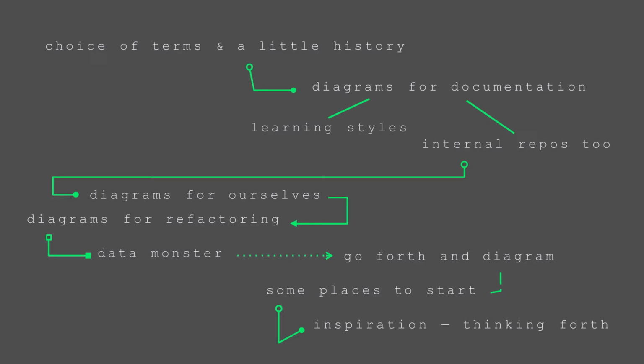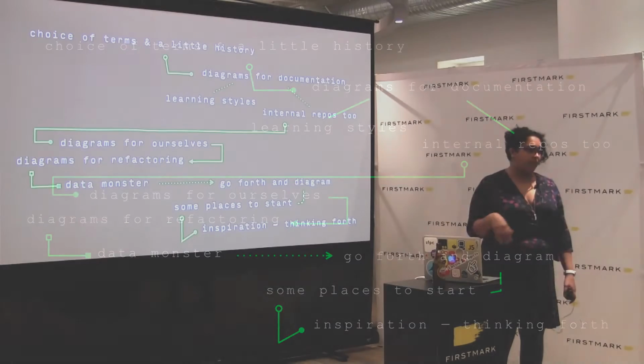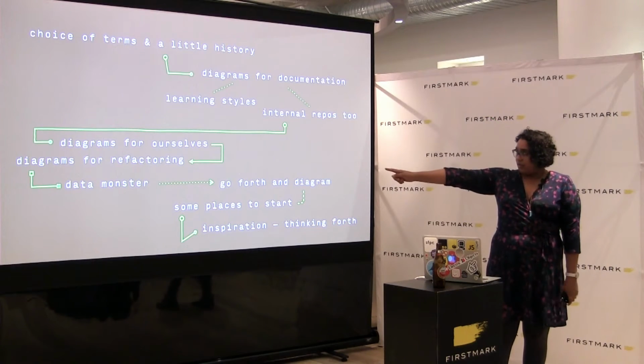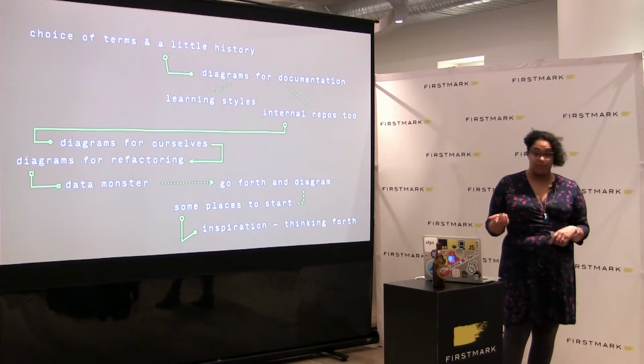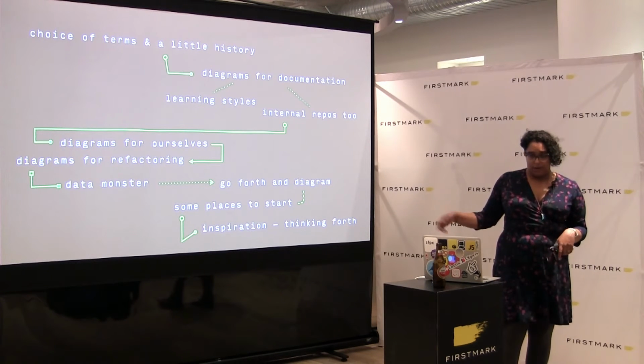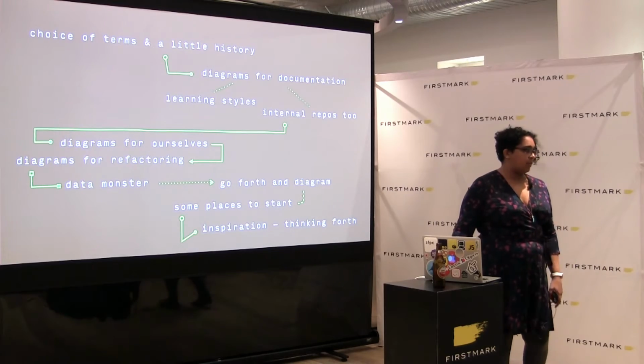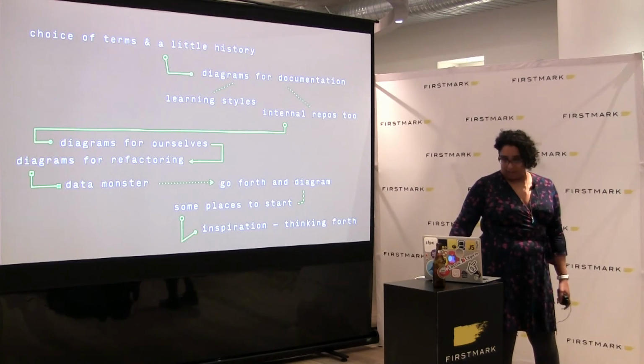So I'm going to do a little bit about the choice of terms in history, and then some stuff about documentation and learning styles, doing it for ourselves. Data Monster, which is down here, is a project I worked on, so I'll show you some documents from that. And then we'll talk about a couple questions to ask yourself and some other good places to look for inspiration.